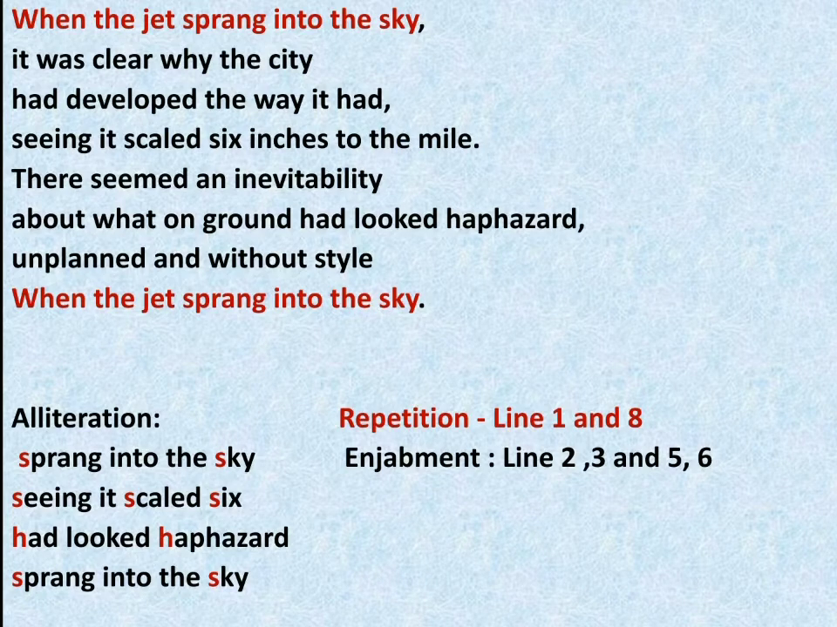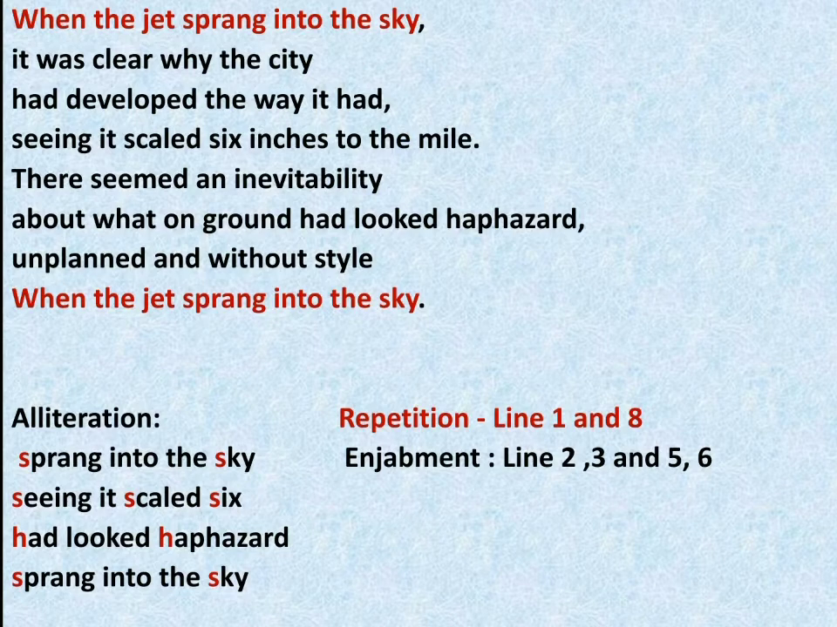Can you find it out? Yes. Now see the second and third line: it was clear why the city. Here there are no grammatical pauses and it is continuing. So it was clear why the city had developed the way it had. Then you have a comma, right? So the second line and third line, they are the enjambment, right?